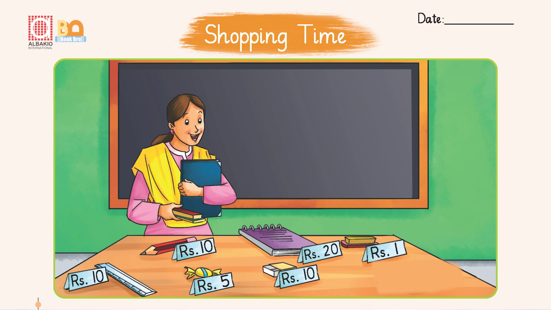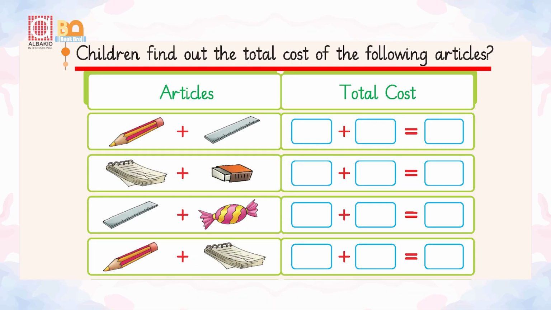Let's enjoy the shopping time now. Look at here. A pencil costs rupees 10. A scale or ruler costs rupees 10. A candy or a toffee costs rupees 5. A notebook costs rupees 20. An eraser costs rupees 10. And a duster costs rupees 1. Children want to find out the total cost of the following articles.